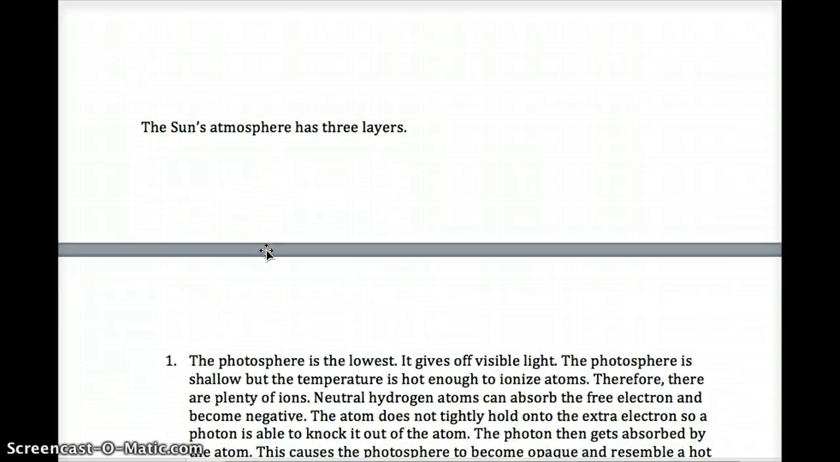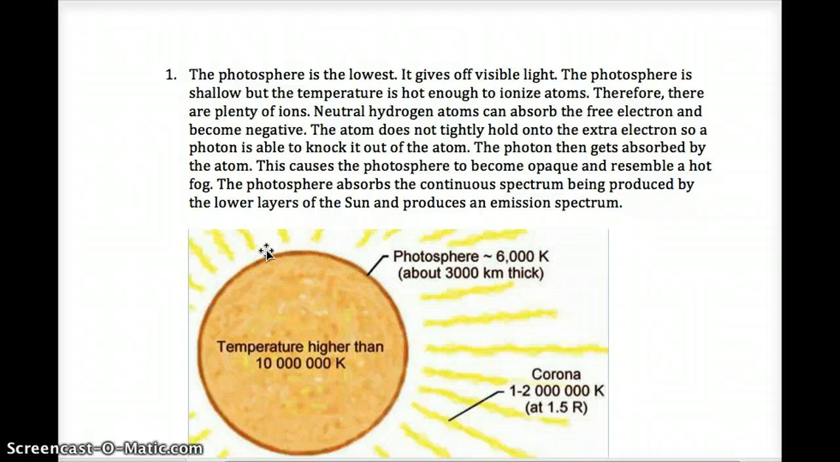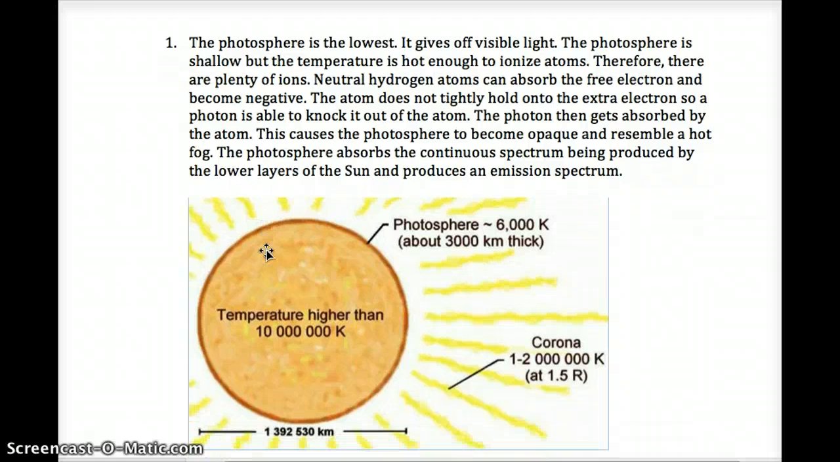The Sun's atmosphere has 3 layers. The photosphere is the lowest. It gives off the visible light. The photosphere is shallow, but the temperature is hot enough to ionize atoms. Therefore, there are plenty of ions.